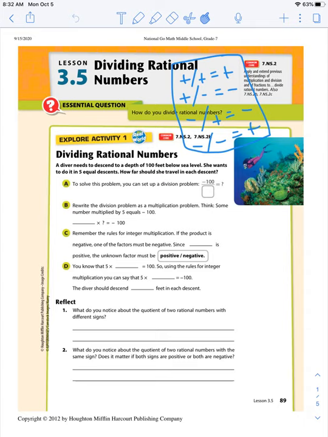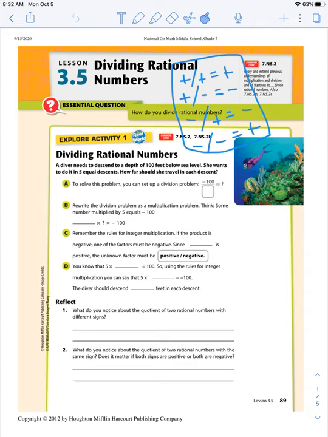All right, so example 1, dividing rational numbers. A diver needs to descend to a depth of 100 feet below sea level. She wants to do it in 5 equal descents. How far should she travel in each descent? To solve this problem, we're going to set up the division problem. Negative 100 divided by 5 equals what.